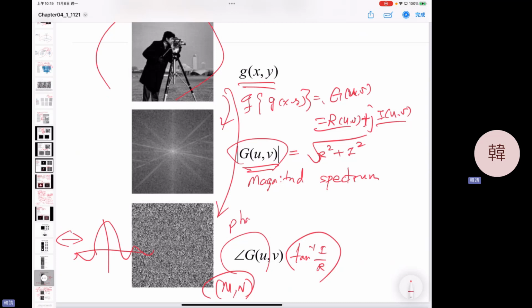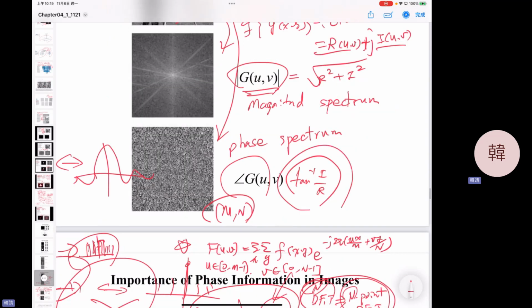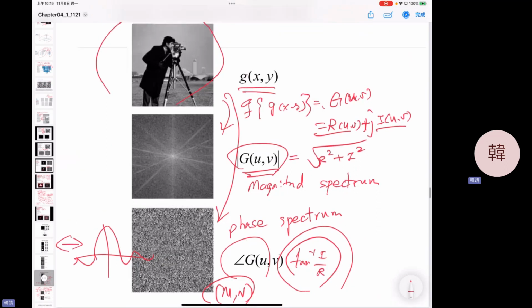And the phase spectrum. All important in your image processing. Okay, so the phase spectrum is just the imaginary part divided by the real part, and then take the arctangent. So every image, when you use some FFT, you can look at the magnitude spectrum. You can look at the phase spectrum.